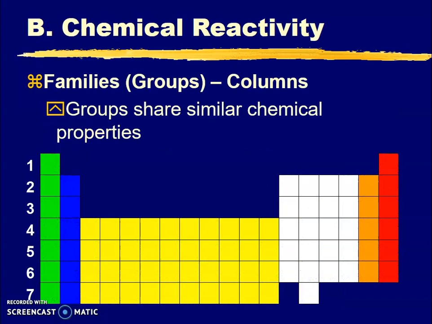First we have families, and they're also called groups. Groups or families, those words are interchangeable. These are your columns, the up and down columns of the periodic table. Those groups, if they are in the same column with each other, then they share similar chemical properties. So the families share chemical properties.